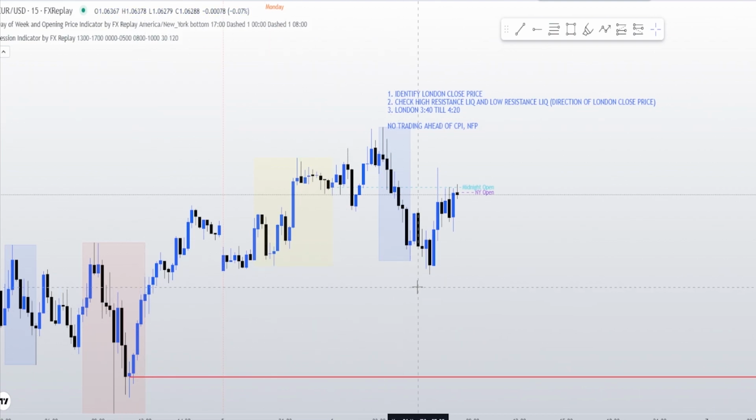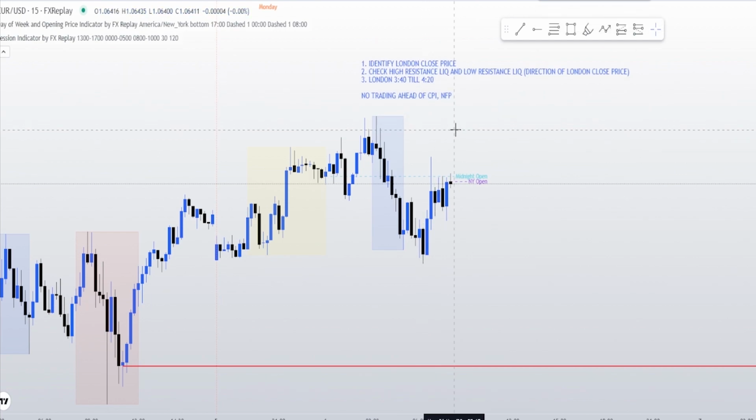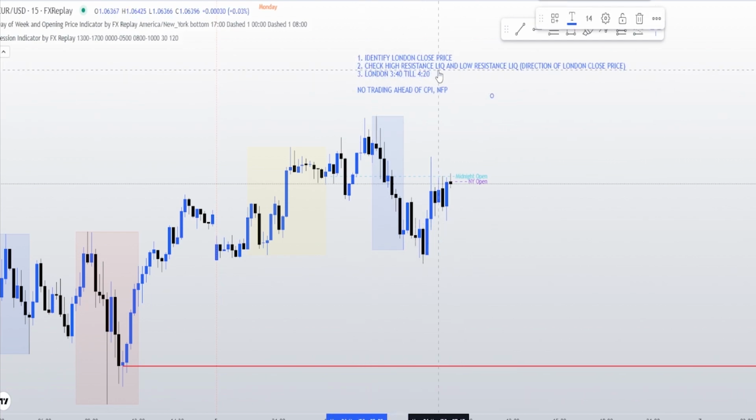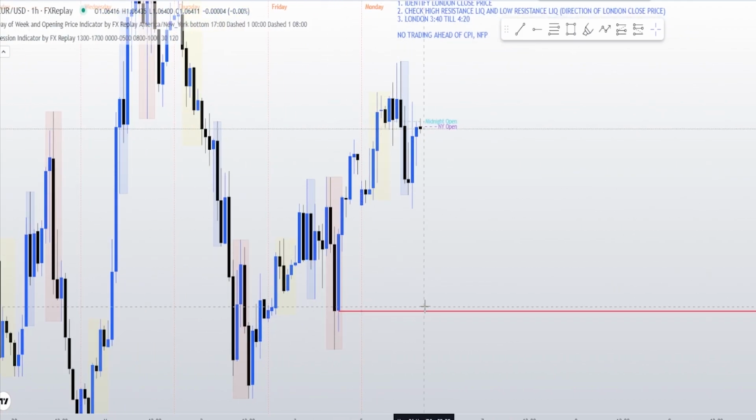Okay, it's Sunday and this is Monday right here. We already passed. Always identify London close price. This is the main thing in this strategy. Second rule is check high resistance liquidity and low resistance liquidity in the direction of London close. Do we have so many obstacles on the way in order to reach our target, or we don't?